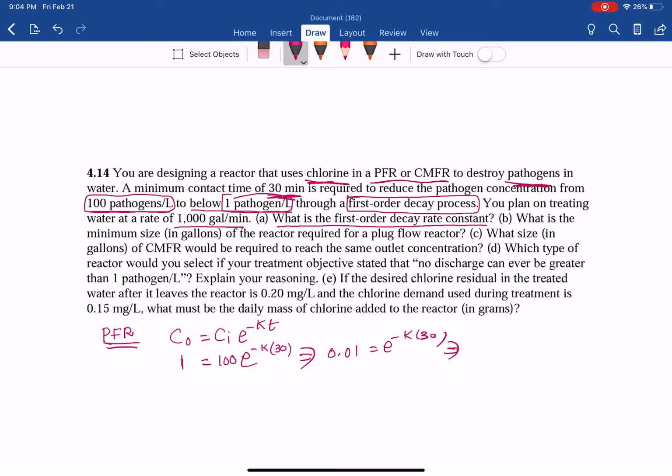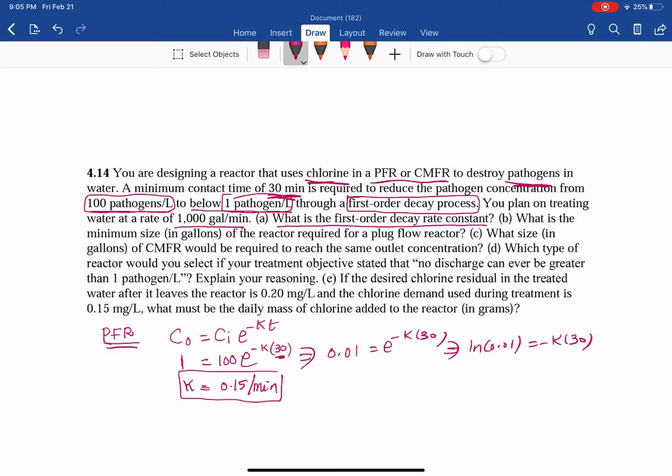And then ln of 0.01 equals minus K times 30. Okay, and then you find K. You divide this over this. So K for a plug flow reactor chlorination process is 0.15. And since this is in minutes, this is going to be per minute. This is K for the plug flow reactor. Now, so we are done with this. We'll leave the CMFR for later on.